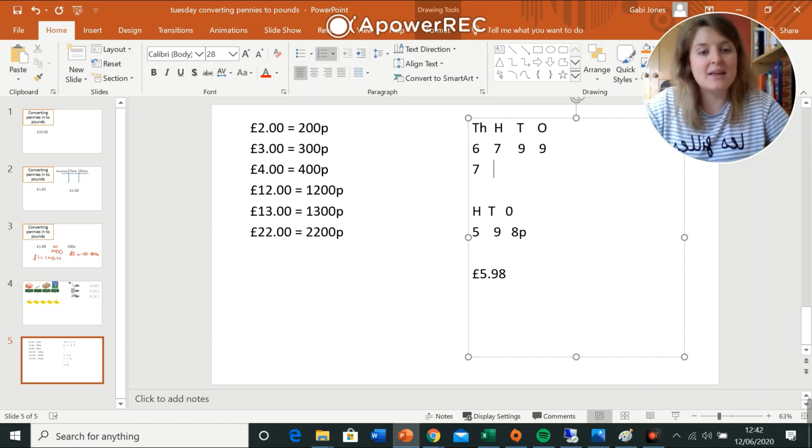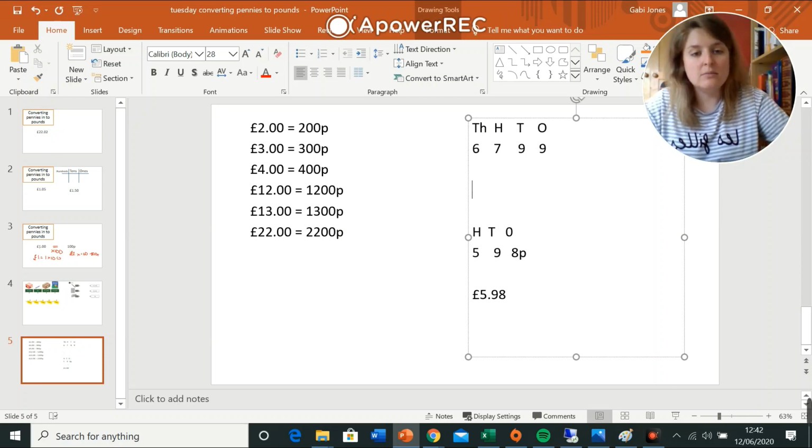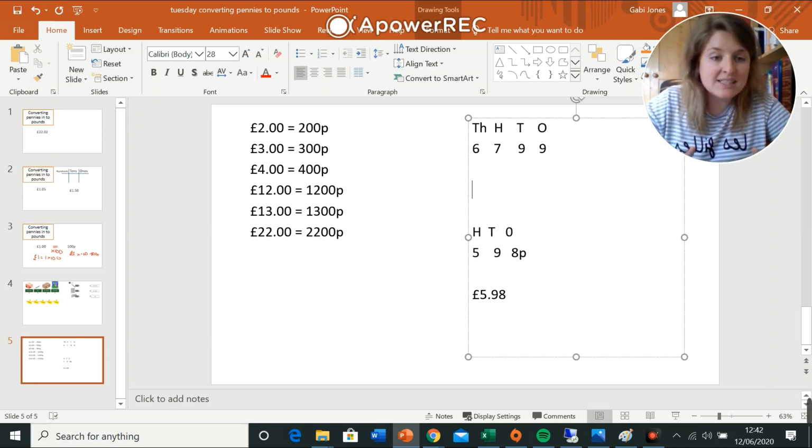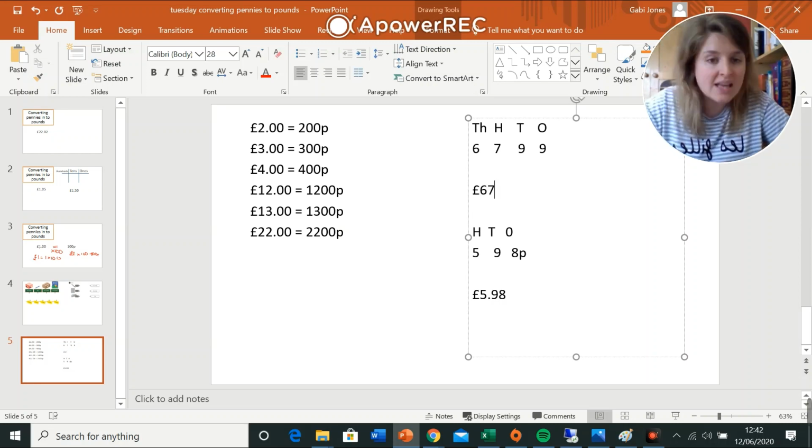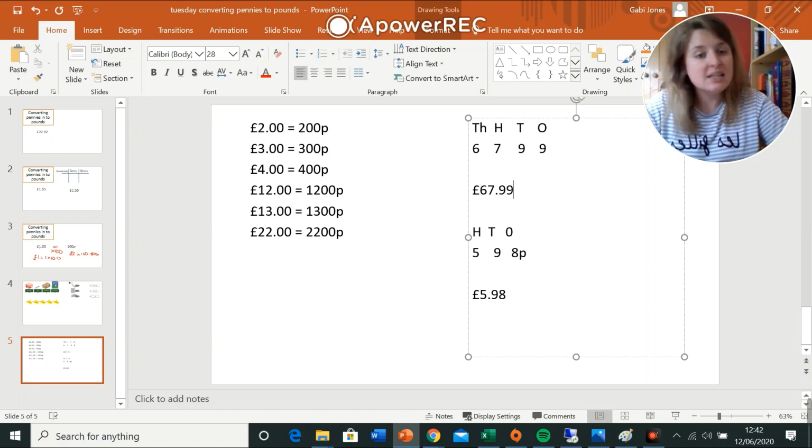And it works the same again. I can see that I've got 700, so those are my pounds. But in 1,000, I've got 10 hundreds. So I can see here that I would have 67 pounds because there are 60 hundreds in 6,000, and there are 700s in my hundreds column. So I've got 67 pounds and 99.